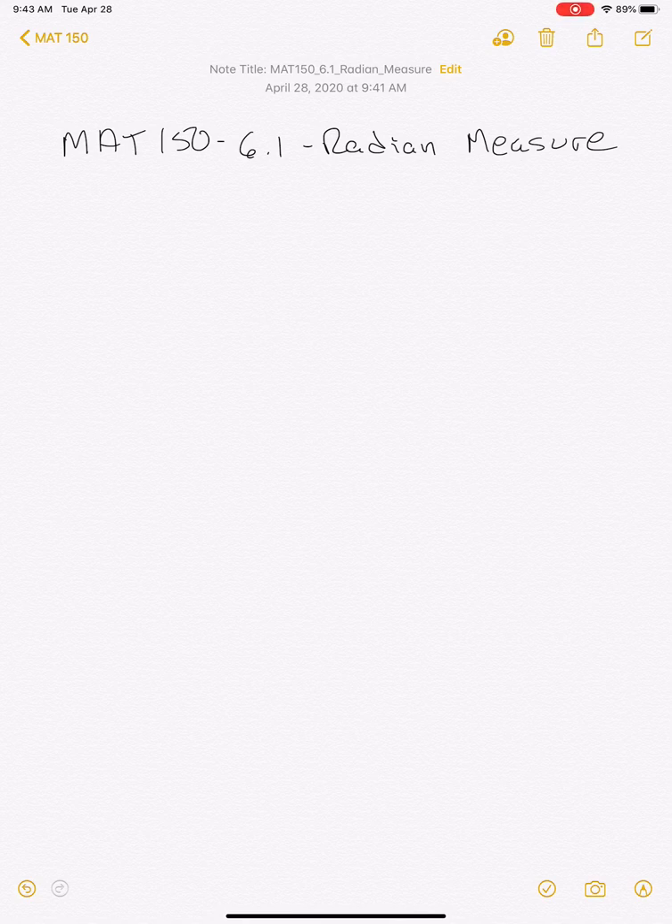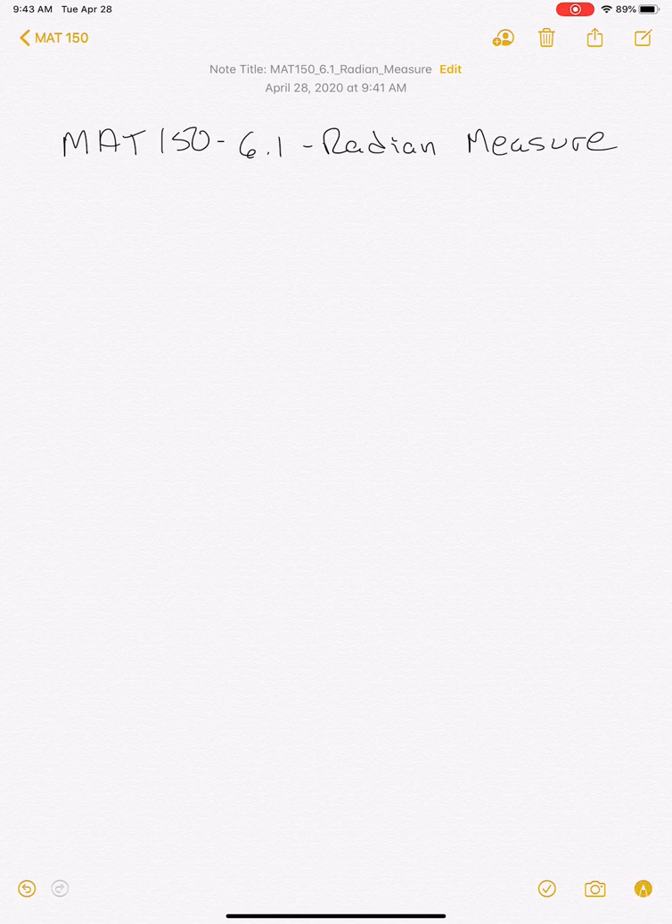Hi, this is Math 150, Chapter 6, Section 1, Radian Measures. So up until now, we've been working with angle measurements using degrees. We've talked about the alternatives and at least mentioned it, that your calculator has to be in degrees, not in radians. Well, now we're going to learn about what a radian is.